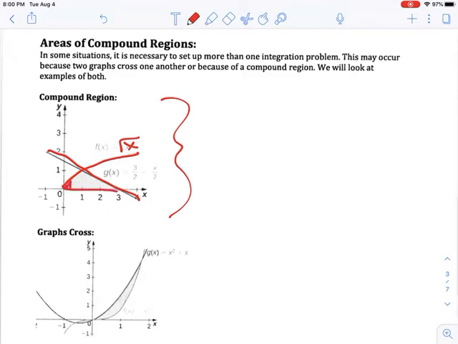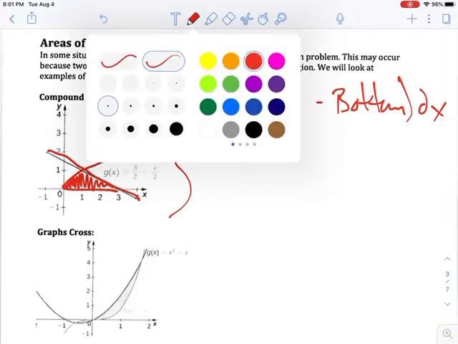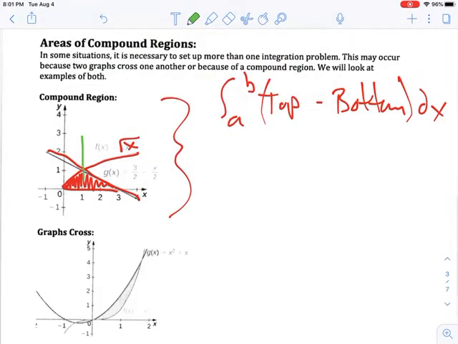So that would be all of this area in here. So we go to our normal formula, and the formula is we find the integral from a to b of the top function minus the bottom function, dx. Well, the problem here is that the top function changes. The top function changes at 1. From 0 to 1, we have the square root of x, and y equals 0 there, dx.